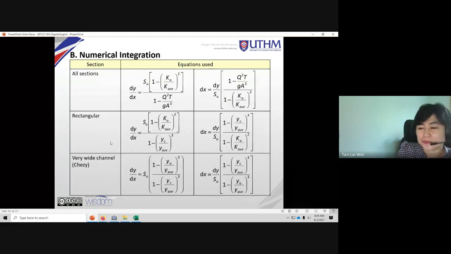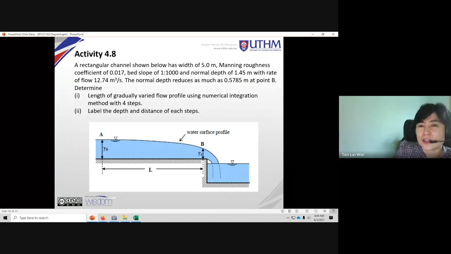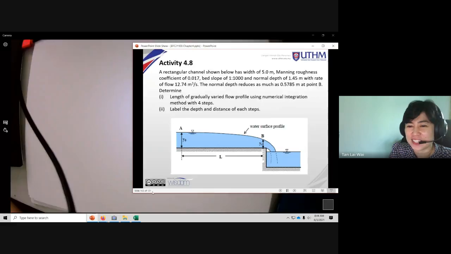Now let's look at this activity. The faster you help me solve this, the faster we are going to end our class today. Let's do it slowly. I'm going to minimize this here.